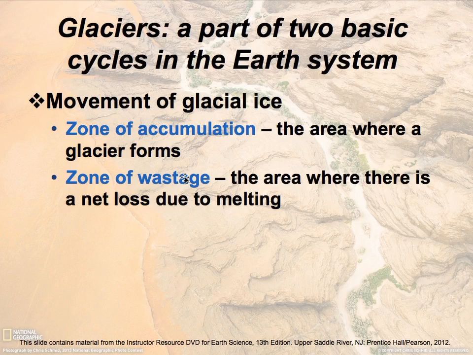And then there's the zone of wastage, which is due to either melting or mass wasting. You can actually lose glacial material when it interfaces with the sea as icebergs form and move off into the sea. That is usually where either climatologically there is more summertime melting than wintertime accumulation, or the rate of flow is such that ice is being lost outside the system.